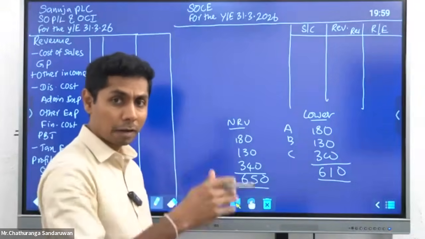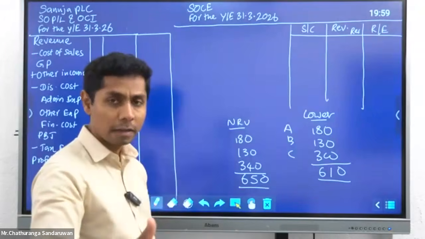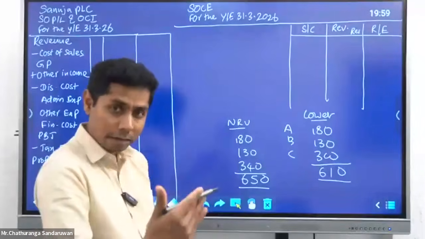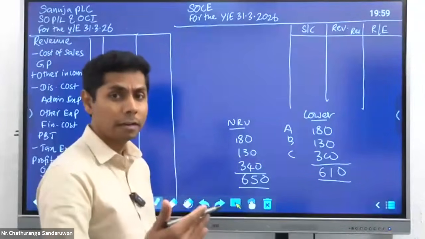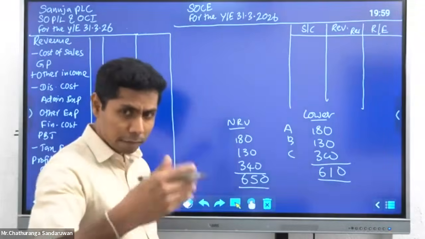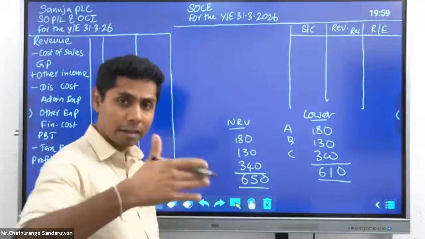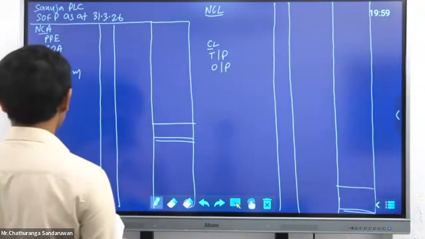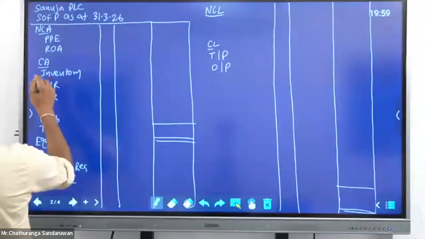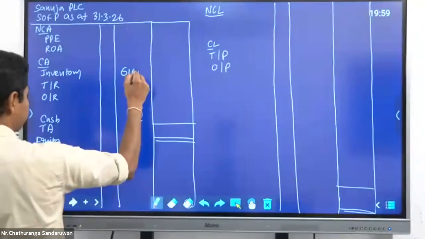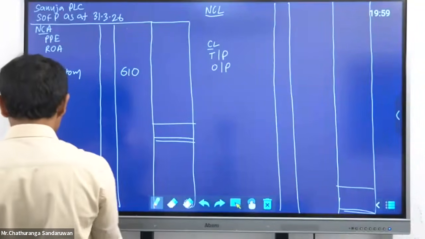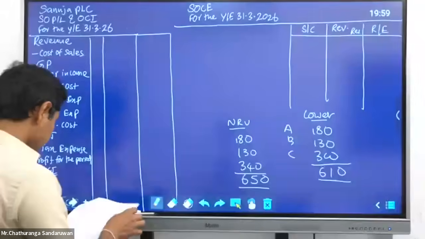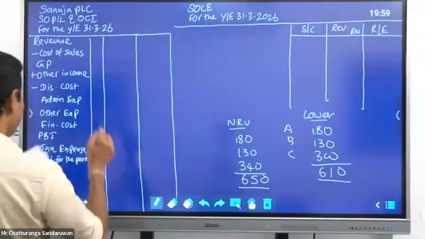So we have to remove that. So what is the entry? Inventory account credit 40, cost of sales debit 40. Because when calculating the cost of sales, they have deducted the closing inventory as 650. So the cost of sales is understated. To correct that, cost of sales debit, inventory credit. So we will adjust it. In the statement of financial position, the inventory under current asset should be 610, right? And then under cost of sales, the given cost of sales figure is 3420.